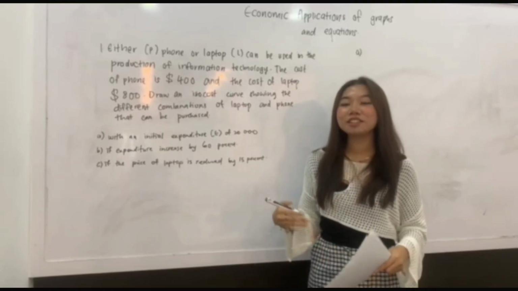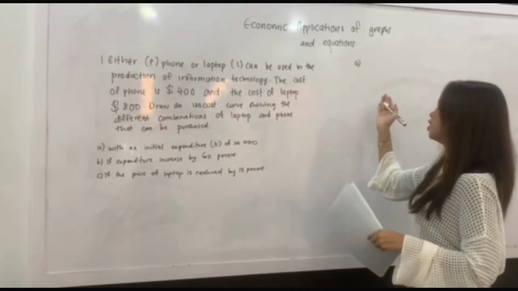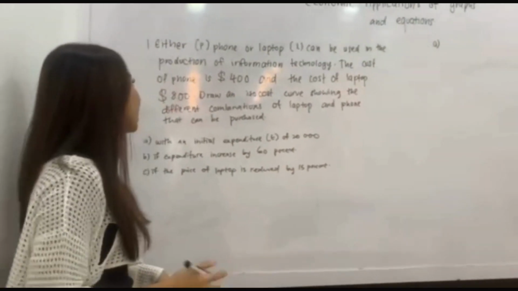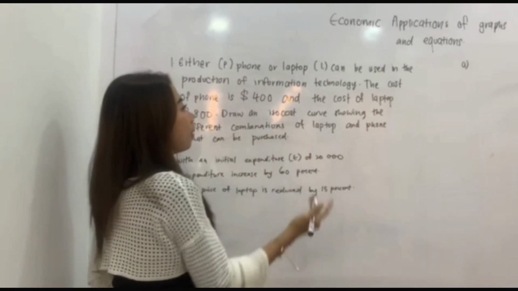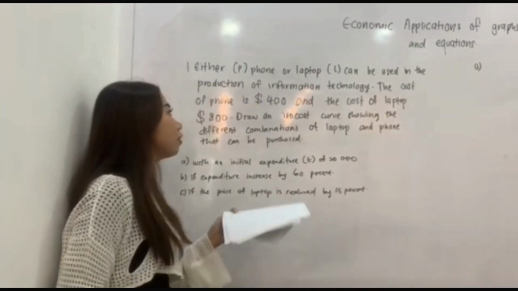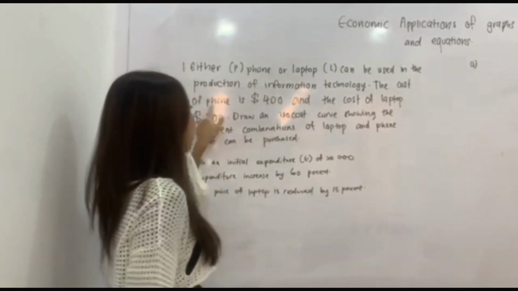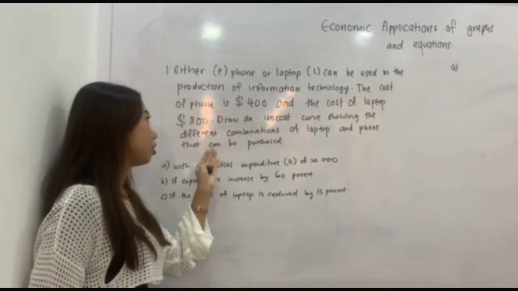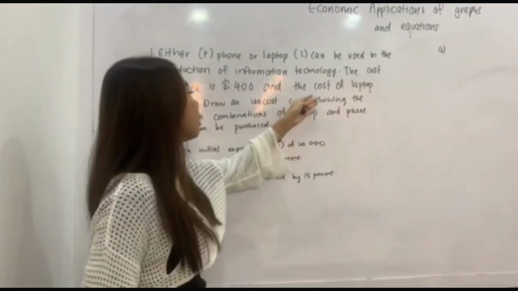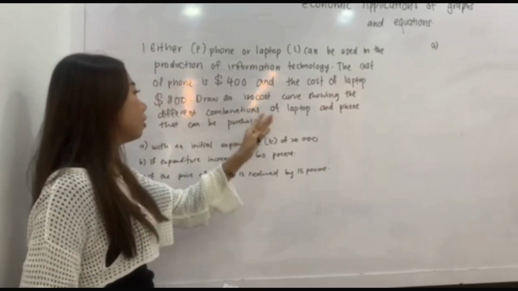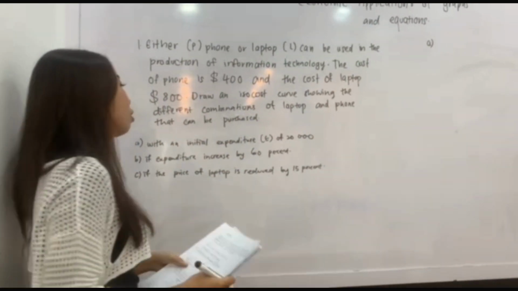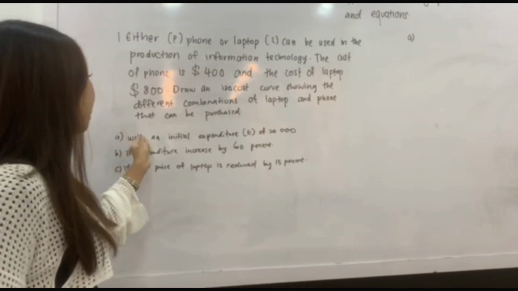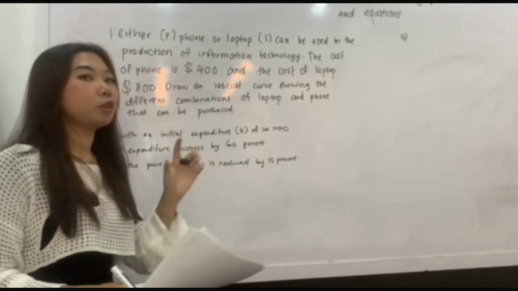My name is Isha. Today I'm going to explain the topic economic application of graph and equations. So the question is, either phone or laptop can be used in the production of information energy. The cost of phone is $400 and the cost of laptop is $800. So draw an isocost curve showing the different combinations of laptop and phones that can be purchased, for question A with an initial expenditure E of 20,000.